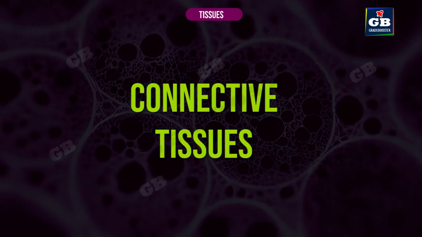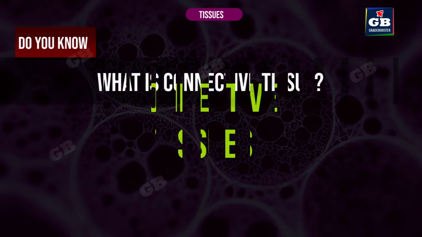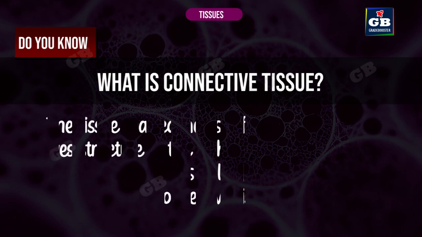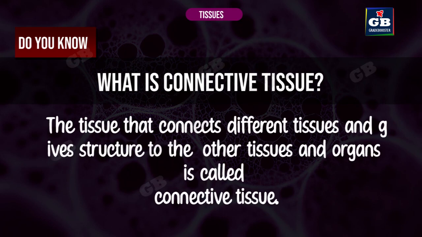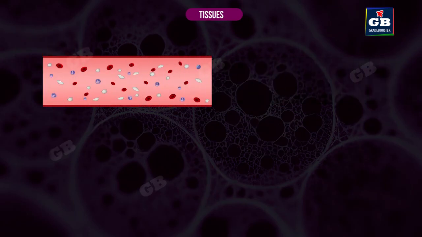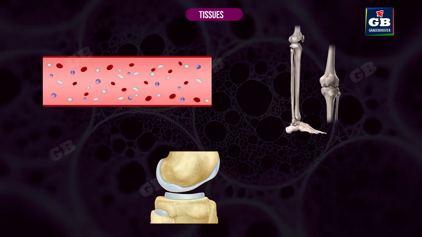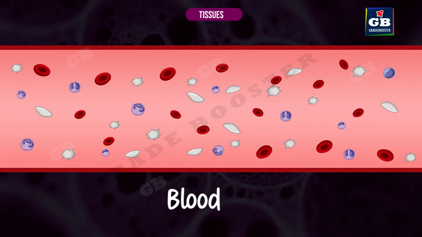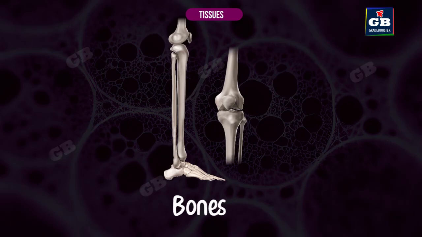Now, let us learn about connective tissues. What is connective tissue? The tissue that connects different tissues or organs and gives structure to other tissues and organs is called connective tissue. Blood, bones, cartilage are the examples of connective tissue. Blood is a fluid connective tissue that connects the different parts of the body. Bone is another connective tissue that gives shape and support to the body.